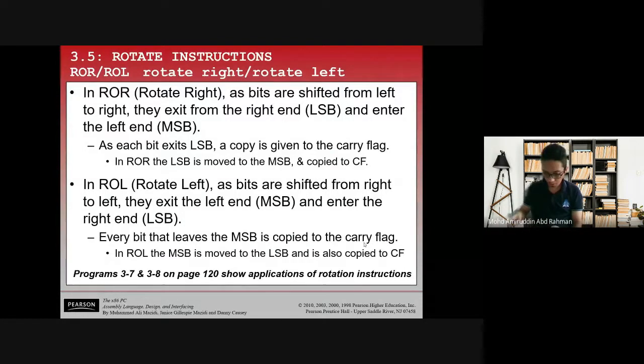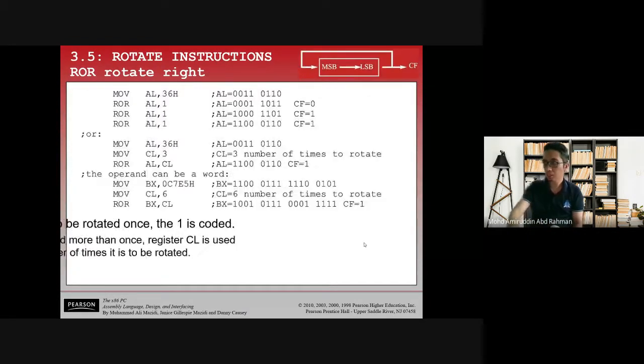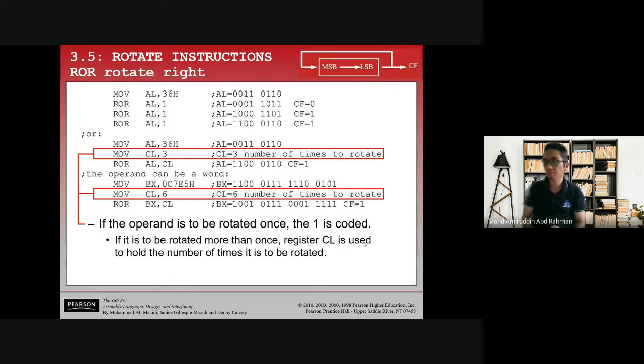Right, so there is an example there. Let's have a look over here. We have the number 36. If we put it into AL, we see AL in binary. This is 3 and this is 6. So for ROR, we rotate right, meaning in that direction.